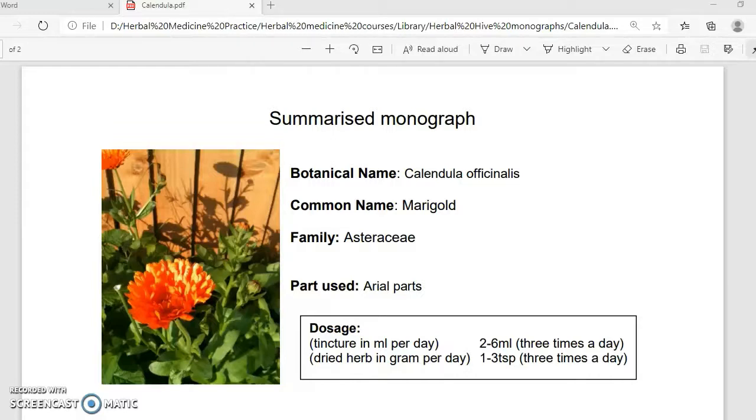Usually as well, it will have information, most importantly, about safety. So it'll have contraindications. Contraindication means when you should not use the plant. So, for example, in pregnancy, in breastfeeding, and with particular drugs. So it would have that information if it's available about the herb. That's essential, and also information about the dosage.